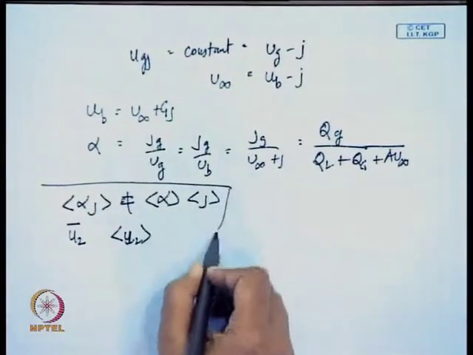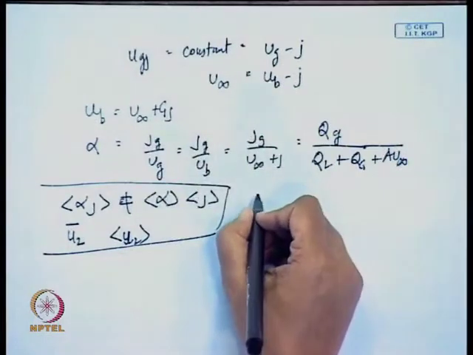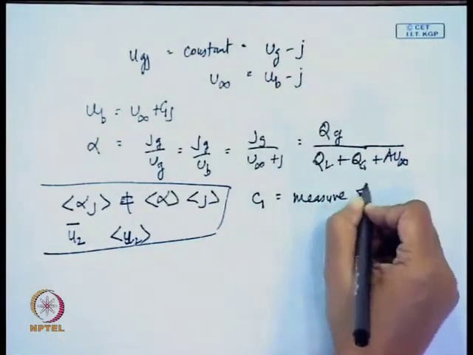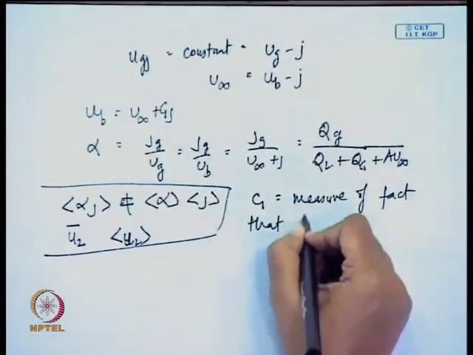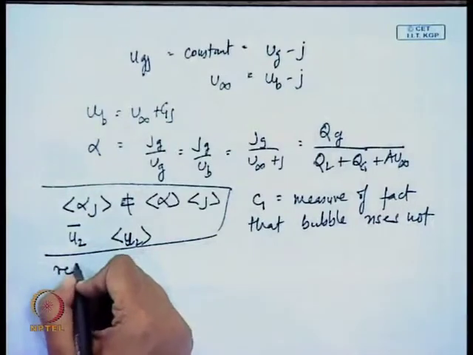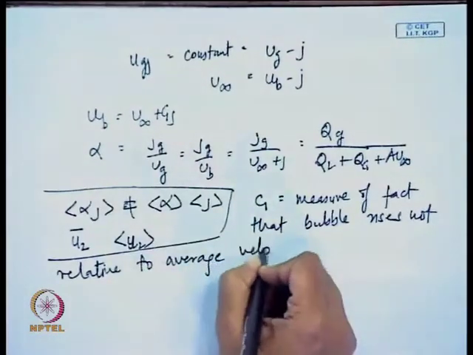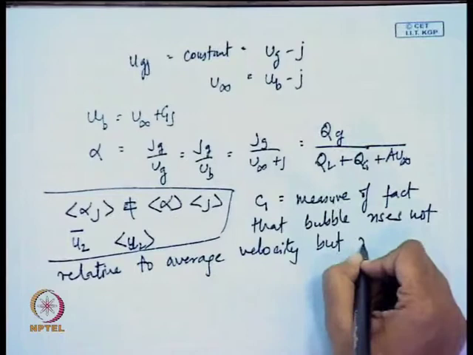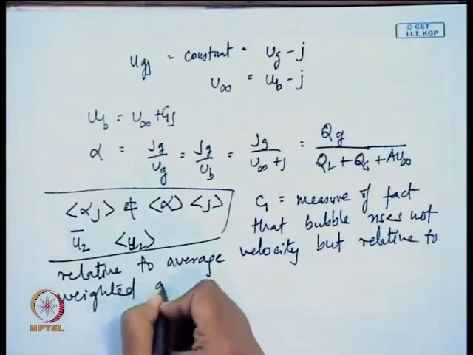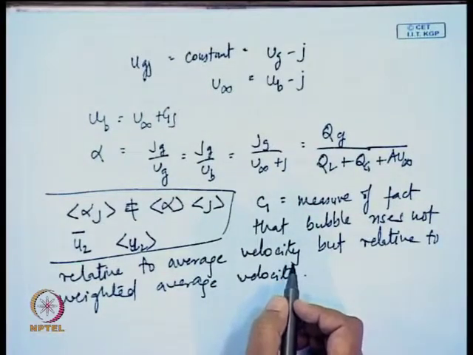So, from those particular things, if you remember, we find that a correction C1 has been introduced here, where C1 is nothing but the measure of the fact that the bubble rises not relative to the average velocity, but relative to the weighted average velocity. Okay. So, therefore, we have to introduce a correction factor. Now, remember in the drift flux model also we had introduced a correction factor C0.